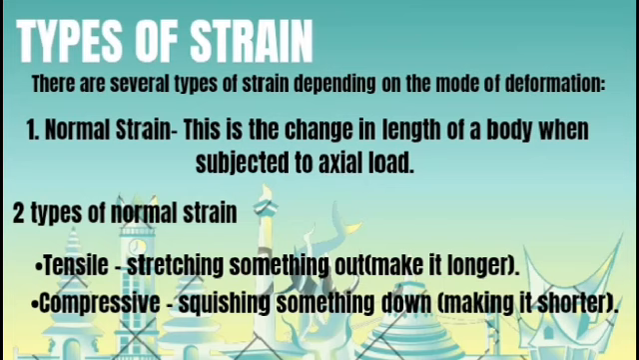There are types of strain. There are several types of strain depending on the mode of deformation. Number 1, normal strain. This is the change in length of a body when subjected to axial load. There are two types of normal strain. The first one is tensile strain. Tensile strain is stretching something out to make it longer. And then compressive strain is pushing something down to make it shorter.